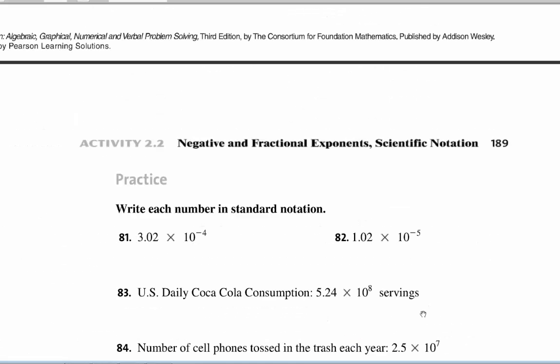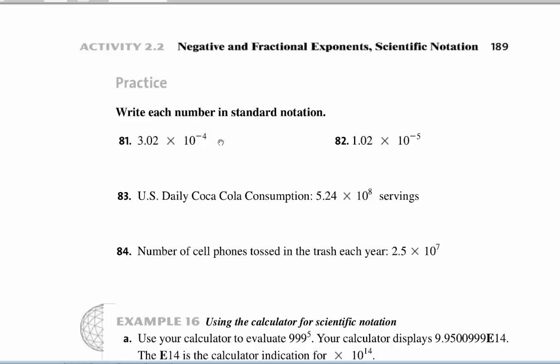Moving on, we have a few more practice problems. It says, write each number in standard notation. All right, so I have this 1.02, and it looks like since I have a negative 5, I'm going to move the decimal 5 places to the left. So here's my answer. Right, if I move my decimal 5 places to the left, right, 1, 2, 3, 4, 5, that looks like that works.